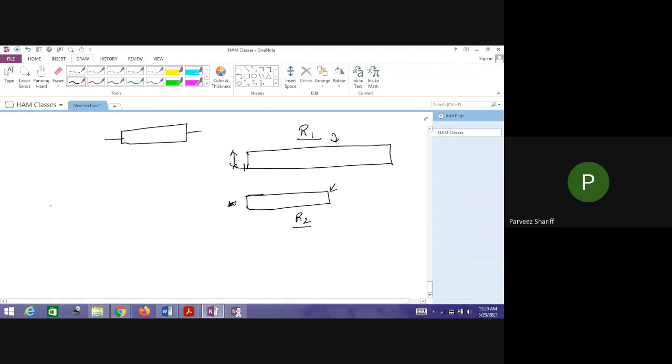Now there are a few resistors which are made up of semiconductor material. In electronic circuits, we have to use resistance to restrict the flow of current or to obtain the desired voltage. There are two purposes. The first one is what we call a current limiting resistor.